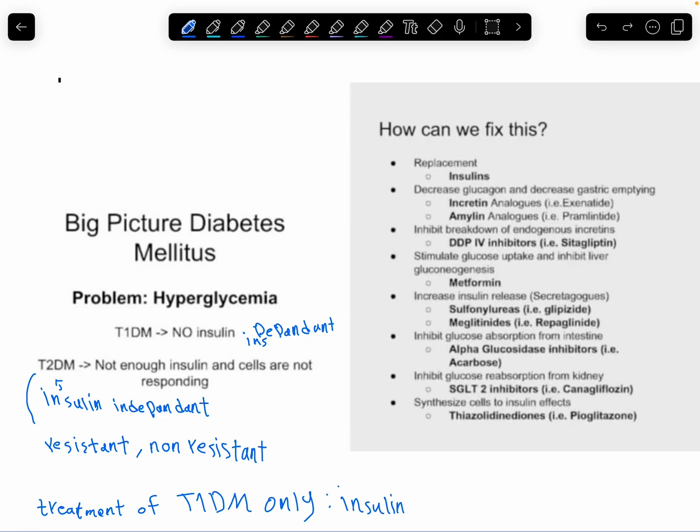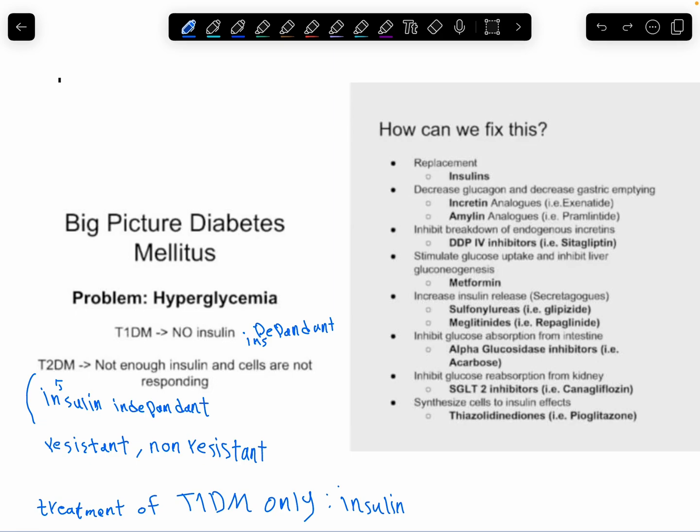One is sending the message that send food. The other message goes, don't send food. So whichever is strong, that message will be taken. The message of the incretin and amylin is stronger, so it suppresses glucagon. So that is the second mechanism.